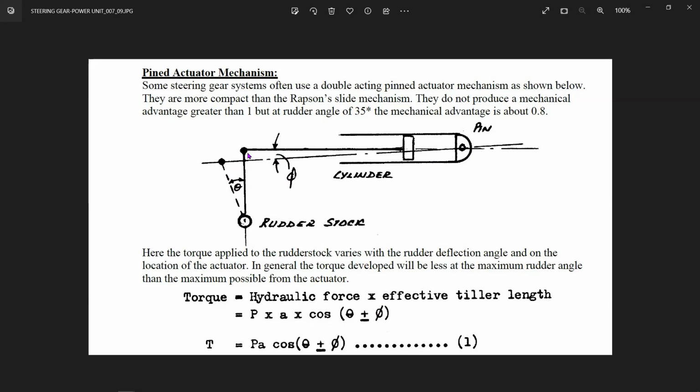So you remember in your ram type steering gear, there was no phi basically. Theta was there, but here there is a deviation and phi is there. So your hydraulic force into effective tiller length is PA into cos of phi plus or minus theta, depending on whether it is above or below. Again, at the maximum 35-degree angle, the mechanical advantage in this is about 0.8. So lesser mechanical advantage, but it is a much more compact arrangement. You can get a saving of space in this type of arrangement, and you can have a better weight saving ratio.